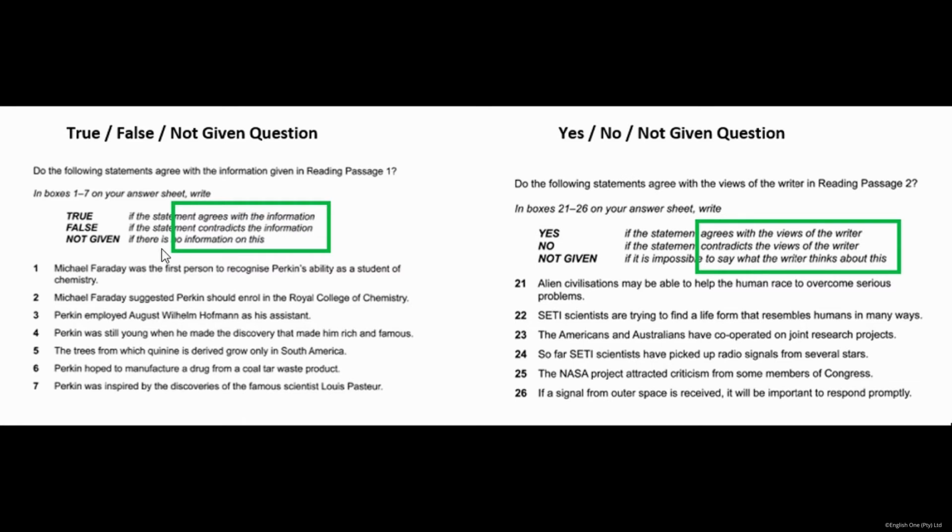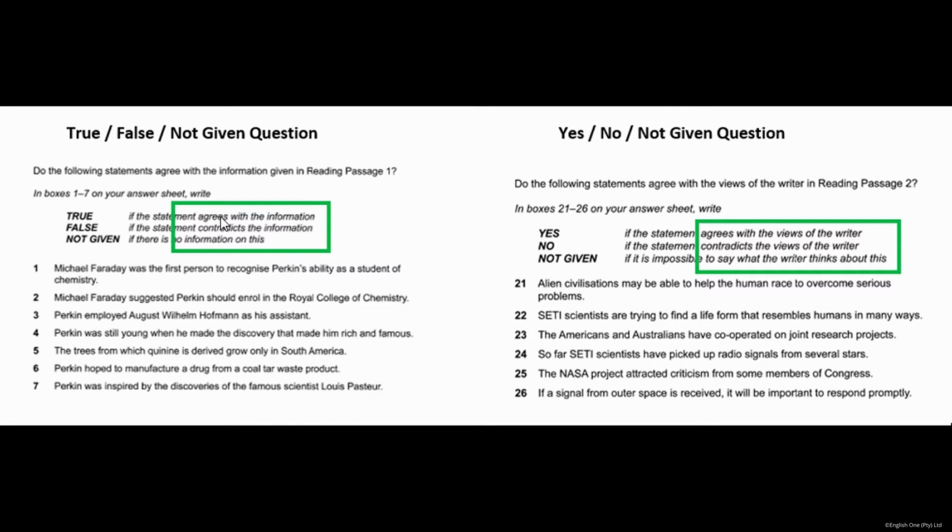And you need to see if the statement agrees with the information in the text, if it contradicts the information in the text, or if there is any information in the text. If you find that the statement, like this one here, number 1, agrees with the information, so you have the same information in the text, then the answer is true. If in fact you find the opposite in the text, then the information is false.